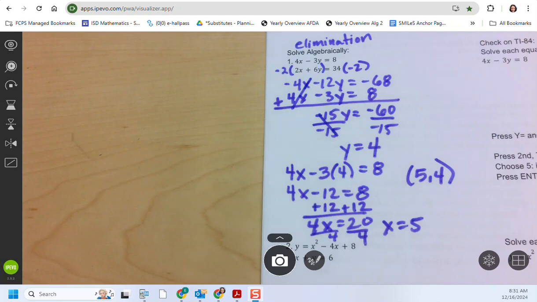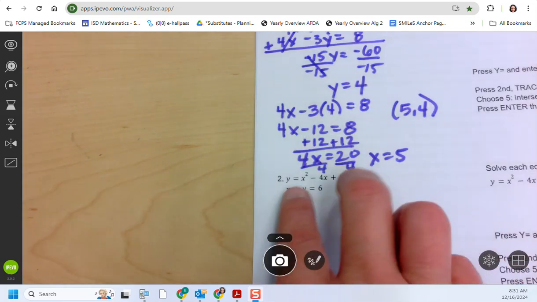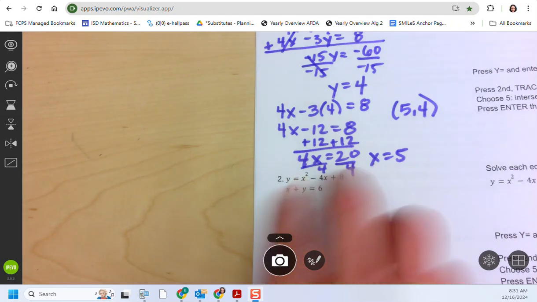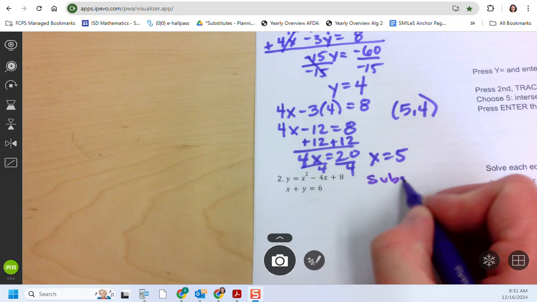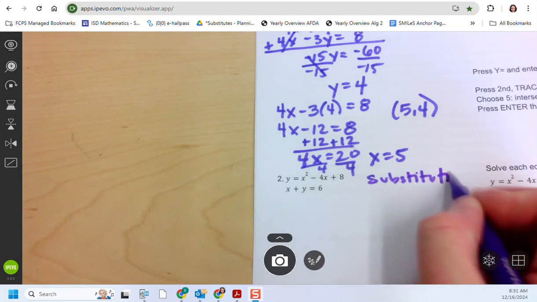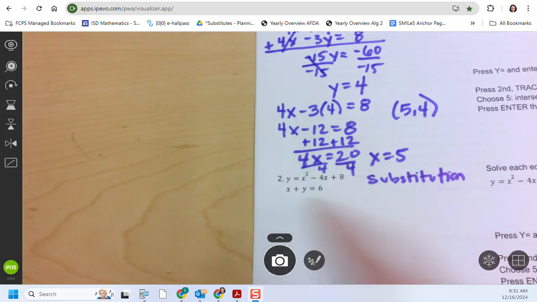All right, in problem 2, some of you may have substituted x squared minus 4x plus 8 for the y right away. This one we did with substitution. Some of you may have solved this one for y and then substituted. How many of you, raise your hand if you solved the second equation for y and then you substituted? I know Hayden, you did that. Did anybody else do that? Did anybody raise your hand if you just substituted the whole thing into the y that we already had?